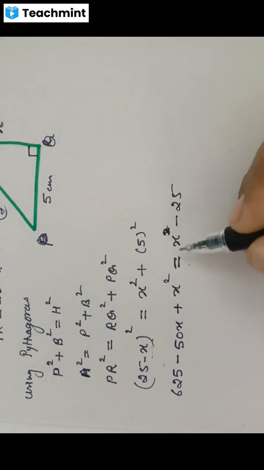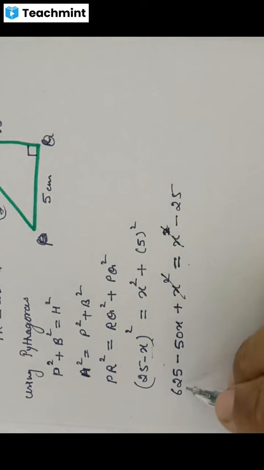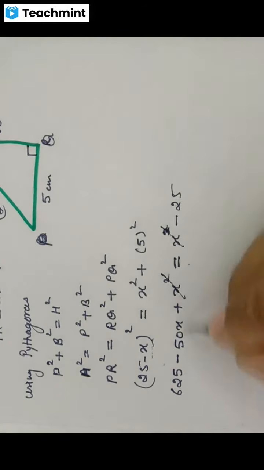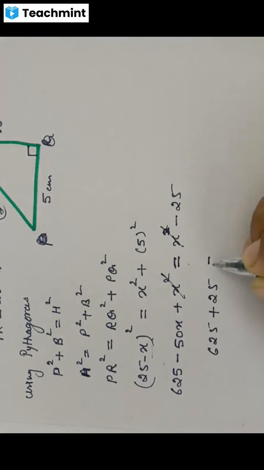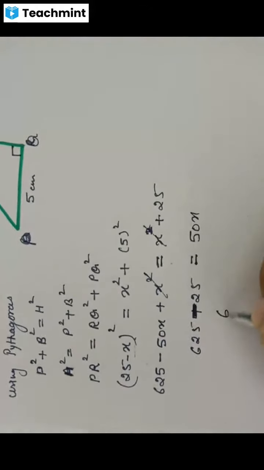Is it clear? Are you getting it? This will be cancelled with this. Now here you can see 625 minus 50x and 25. So I am going to bring this 25 to this side and 50x to that side. So we have here 625 plus 25 is equal to, it is positive, so it becomes negative 25 here. Then it will be your positive 50x. See here, positive was there, so it will be subtracted and becomes 600 is equal to 50x.